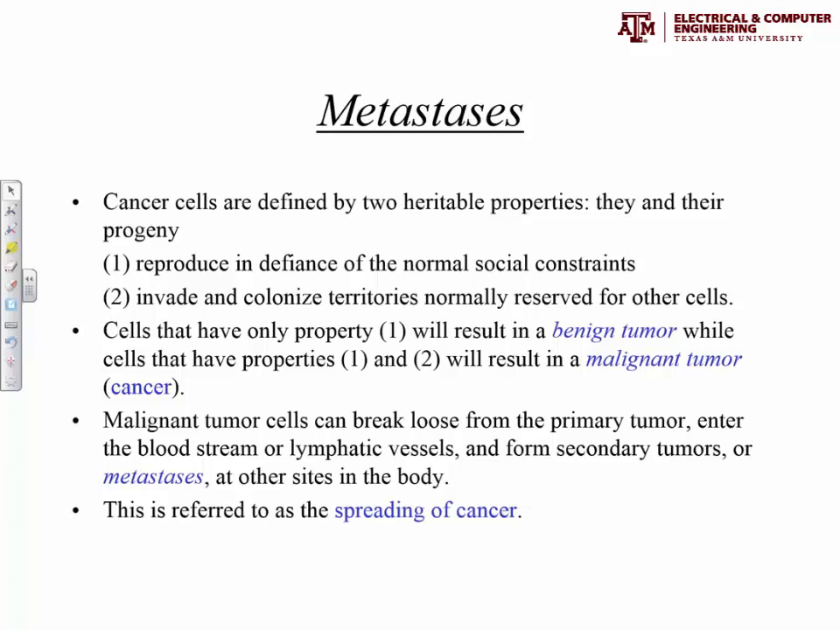Now, malignant tumor cells can break loose from the primary tumor and enter the bloodstream or lymphatic vessels. And once that happens, they can go anywhere in the body, right? And they can form secondary tumors, or what are called metastases, at other sites in the body, right? And in everyday language, this metastasis is what is referred to as the spreading of cancer. Somebody got breast cancer, now they got lung or brain cancer, and so on, okay? Because it starts spreading.